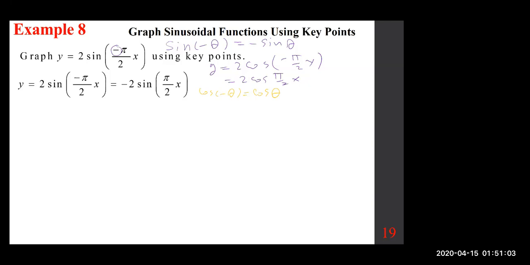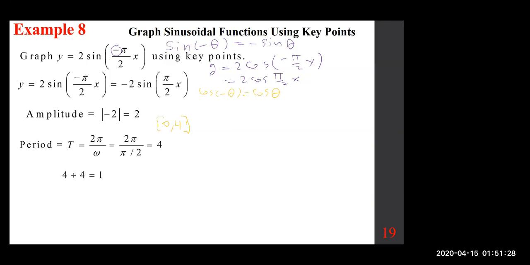So the amplitude is absolute value of -2. Then the period is 2 pi divided by pi over 2, which makes it 4. That means for one cycle the period is going to be from 0 to 4. That's the meaning of it. And so we're going to cut this into 4 equal parts. So we're going to go from 0 to 1, 1 to 2, and the rest of it.